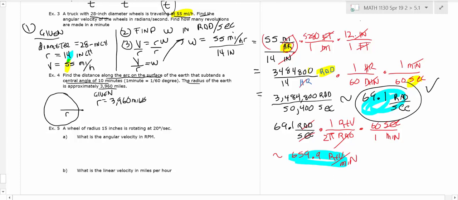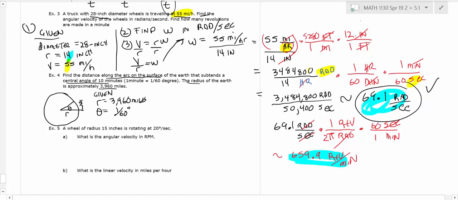The other thing we're given is the central angle theta is 10 minutes. We talked about a minute being 1/60th of a degree before. It says find the distance along the arc of the surface of the Earth that subtends this angle. This is not drawn to scale, but that angle is theta, and that arc is S. So what we're trying to find is that.